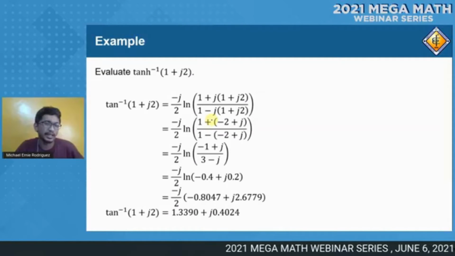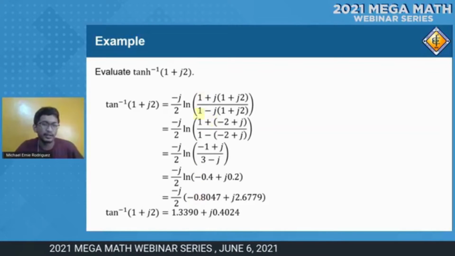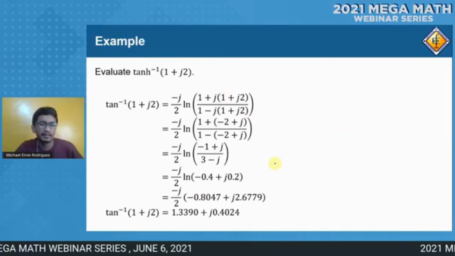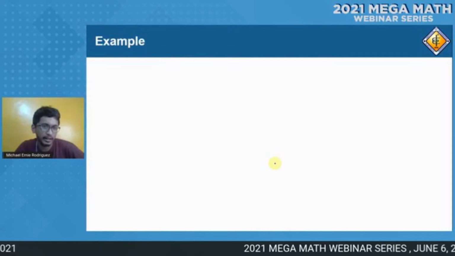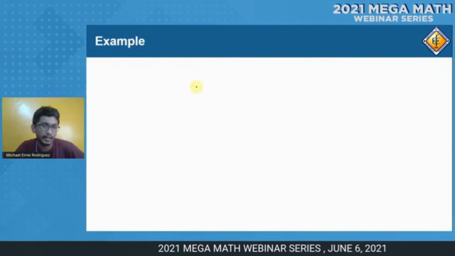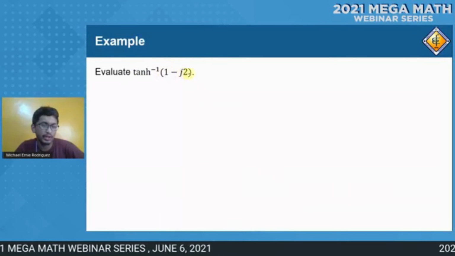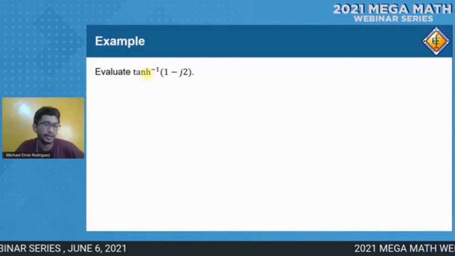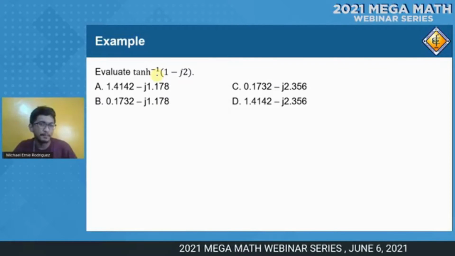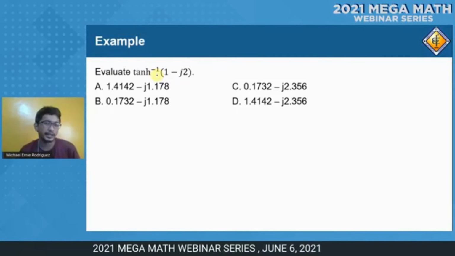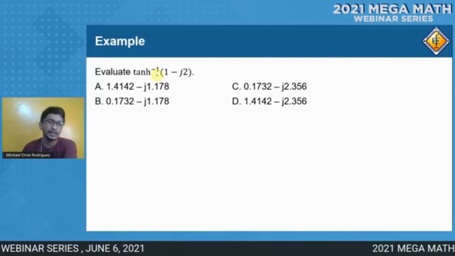Another example is this one: inverse hyperbolic tangent. Matrabaho din to. Halo-halo na yung concepts, di ba? So, may share lang ako na technique. Ito is 1 plus j2. Ito naman ay solve for the 1 minus j2, inverse hyperbolic tangent niya. May choices pag sa board exam. Dito na walang choices pag sa board exam.